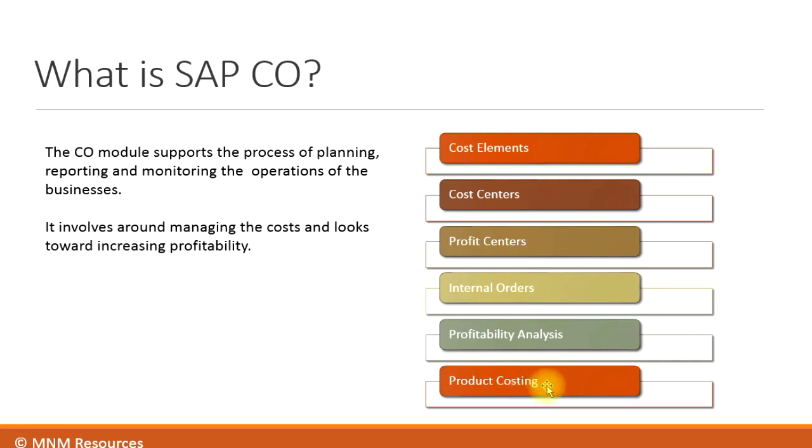Product costing deals with analyzing the cost to produce your items. So this will help you to manage the cost of your production. By minimizing the cost or optimizing the efficiency of the processes, you can analyze the cost, put a plan value, put a budgeting value, and see how much your variation is between the costs. Overall, the CO module deals with managing the costs and increasing your profitability. And all these components aid that process.